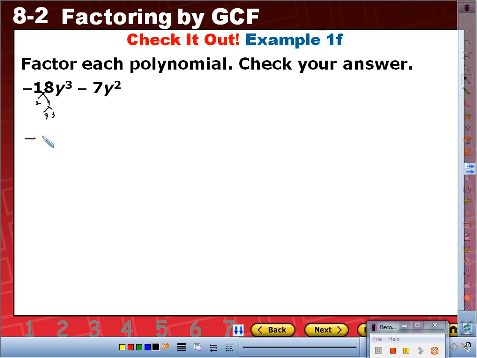So this is 2 times 3 times 3. This one is what? y times y times y. Next. 7 is a prime, so therefore minus 7. And this is y times y. What is the same here and here? The y. So that means we write y squared. What else? The negative.